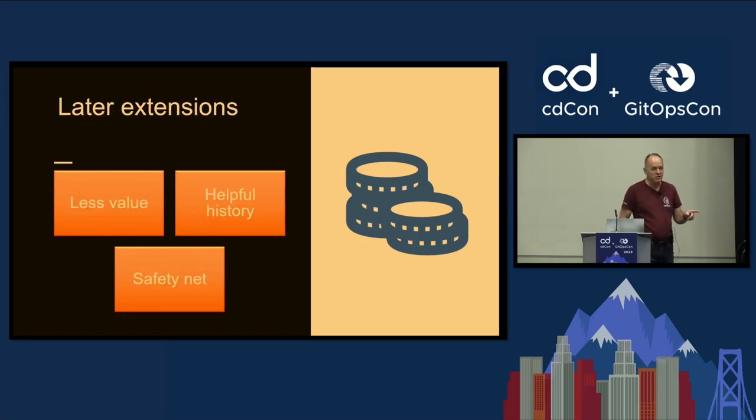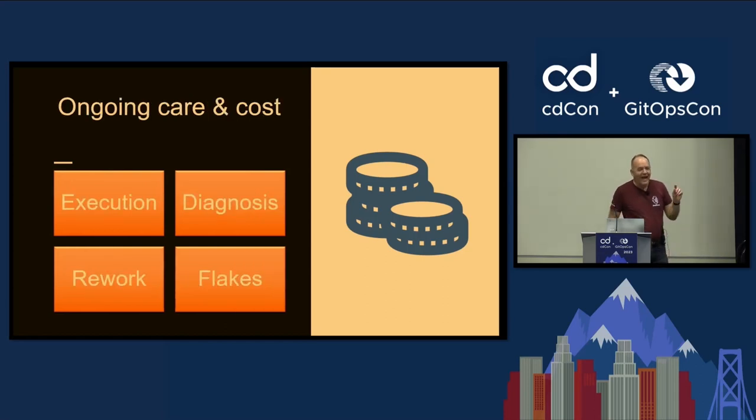Things get worse though. As time goes forward, the test value drops. It's a little helpful in the history, and I use it as a safety net, but its actual value is diminishing. As we get into this ongoing care, the long tail of the software development cycle, it's mostly for runtime execution. I want the safety net feeling. And it'll give me some diagnosis if something surprises me.